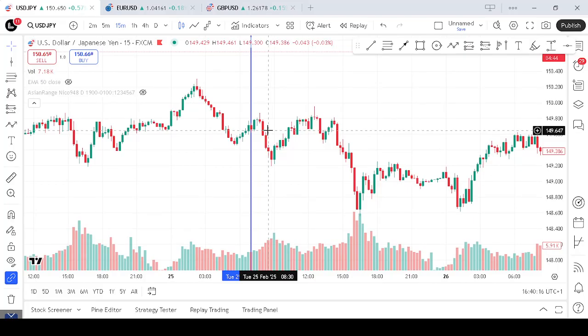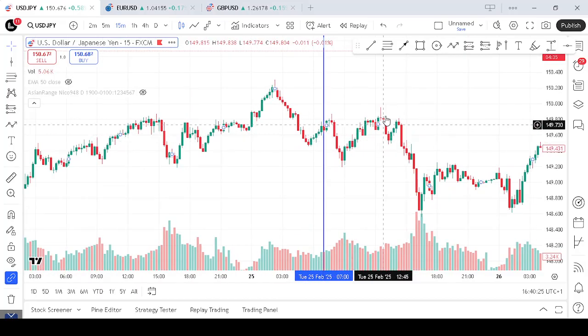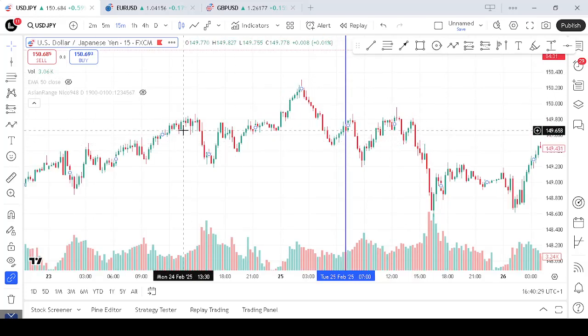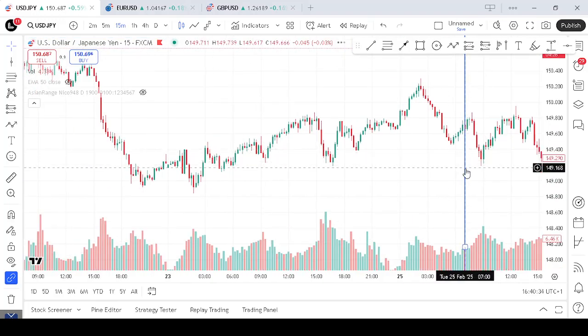Once you have established the open range, you would look for breakouts. A breakout occurs when price moves above the high or below the low of the range. Let's look for a more sincere example where we see a strong range. Okay, let's use this as an example.